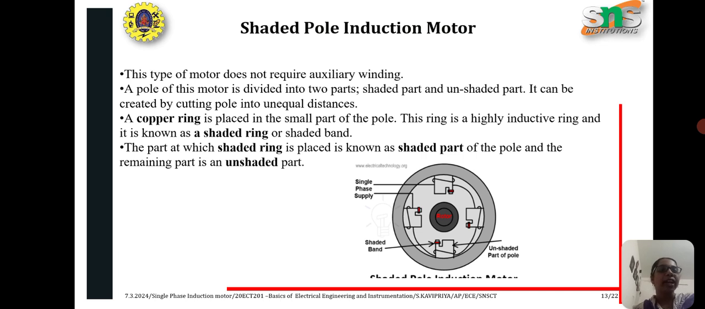And next is the shaded pole induction motor. Here the pole of the motor is divided into a shaded and an unshaded part. A copper ring is placed on the smaller part of the pole. This ring is highly inductive and is known as the shaded ring. The part which contains the shaded ring is known as the shaded part and the remaining part is called the unshaded part.